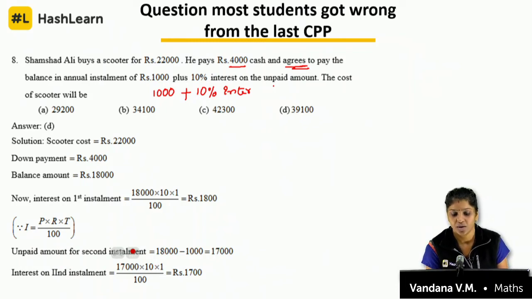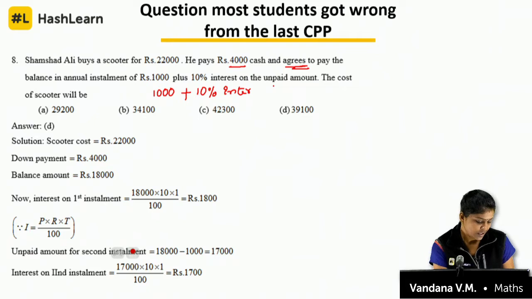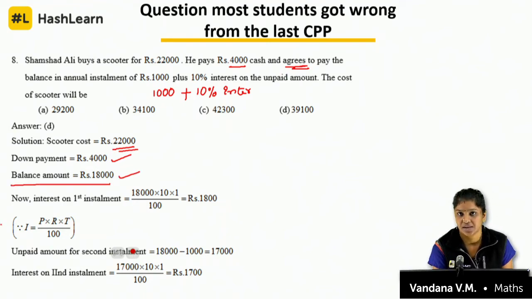Okay. So now the scooter cost is 22,000. He paid 4,000. That means the balance amount is how much? 18,000 is the balance amount. Next, the first installment. How to pay the first installment? 10% interest. How to calculate the interest? PTR by 100. The principal amount P is 18,000.